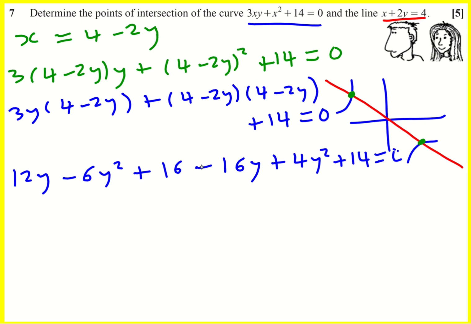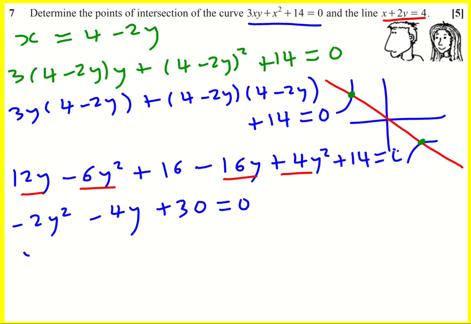Combine the y squareds, we're going to get minus 2y squared. Combine the y's, we're going to get minus 4y. Let's just underline the ones we've dealt with. This one, this one, this one, this one. Then it's going to become plus 30 equals 0. Now if I divide through by minus 2, that will make the coefficient of y squared 1. And will give me this.